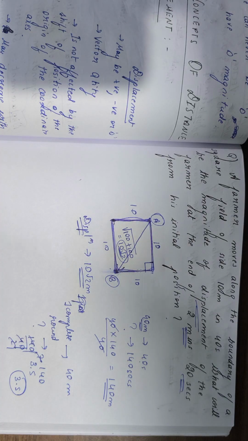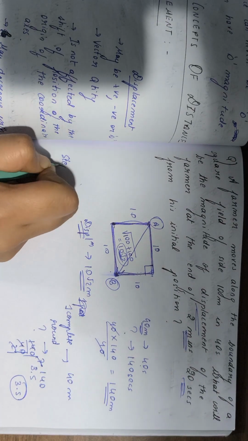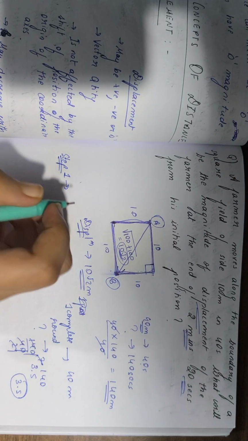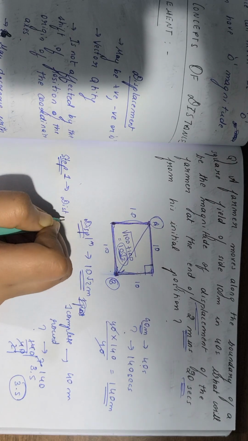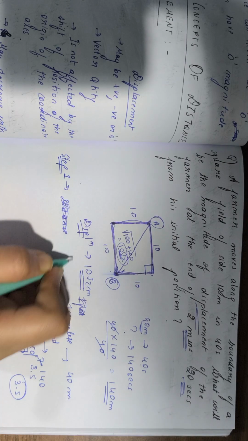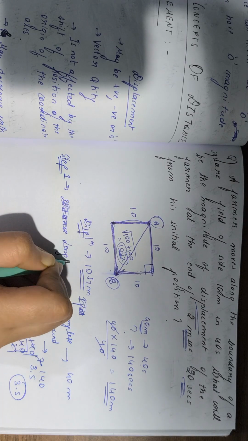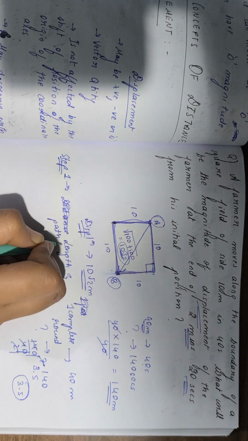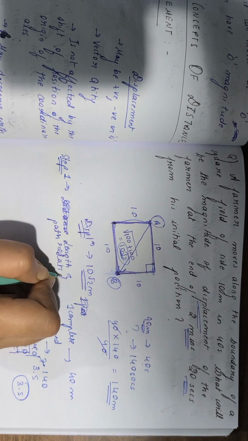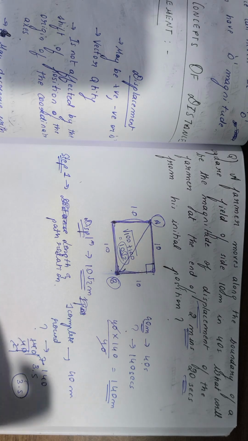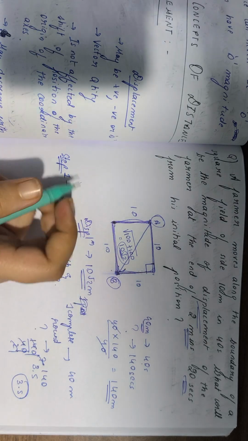Did you get the point? What is step 1 here? Step 1: first you find distance, basically the length and path relation, like at what instant, at how many minutes or seconds, how much distance it traveled.